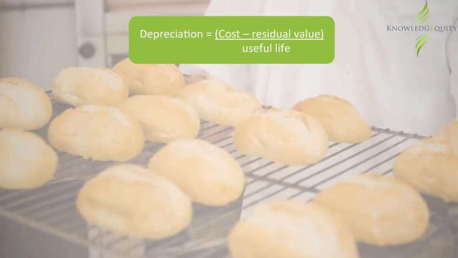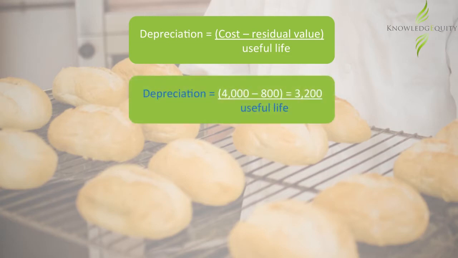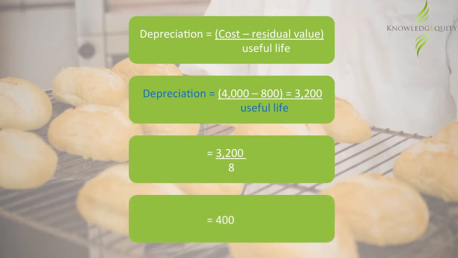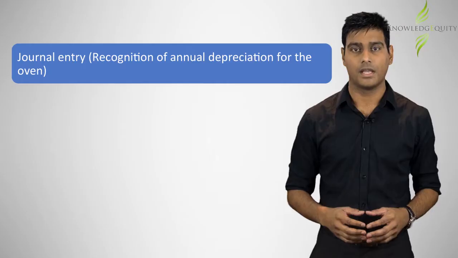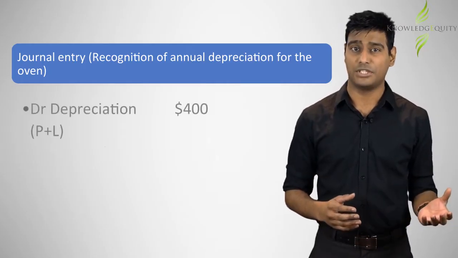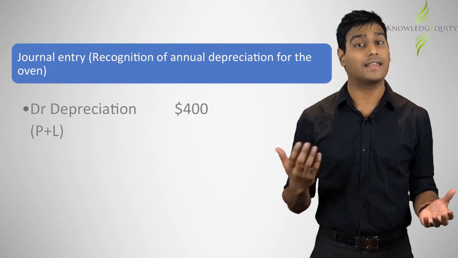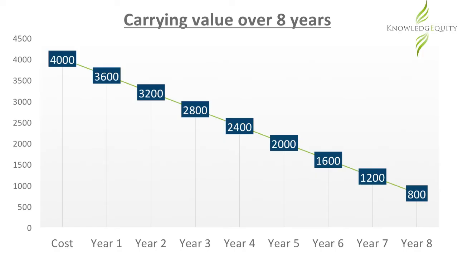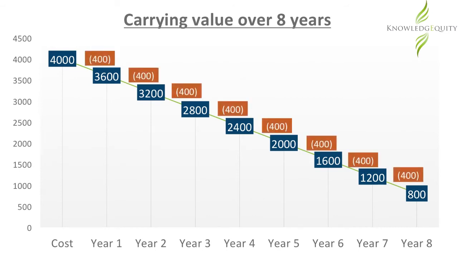Depreciation is calculated by dividing cost minus the residual value over the asset's useful life. $4,000 cost less $800 residual value equals $3,200. This divided by the 8-year useful life equals an annual depreciation of $400 every year. The journal entry would be to debit depreciation expense in profit and loss and credit accumulated depreciation, which is the contra asset. The carrying amount of the oven over the 8-year period would decrease by $400 every year.